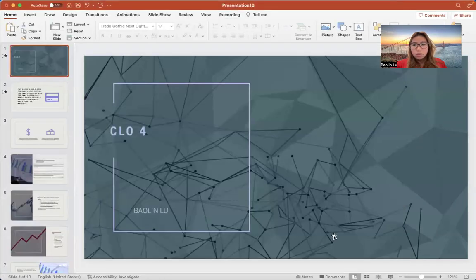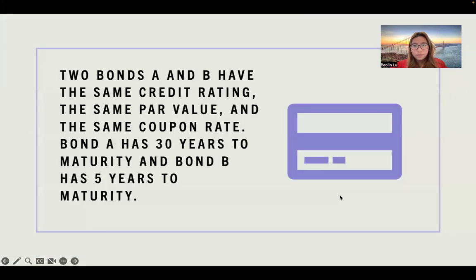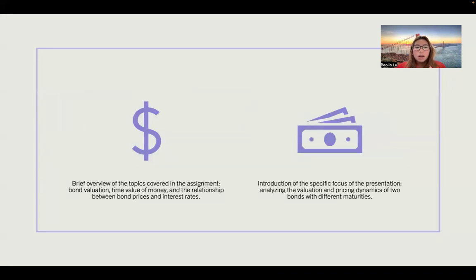So this is the CLO4 presentation that I'm gonna talk about. There's two bonds. Bond A and bond B have the same credit rating, the same par value, and the same coupon rate. Bond A has 30 years to maturity and bond B has 5 years to maturity. I'm gonna give a brief overview of the topics covered in the assignment: bond valuation, time value of money, and also the relationship between bond prices and interest rate.